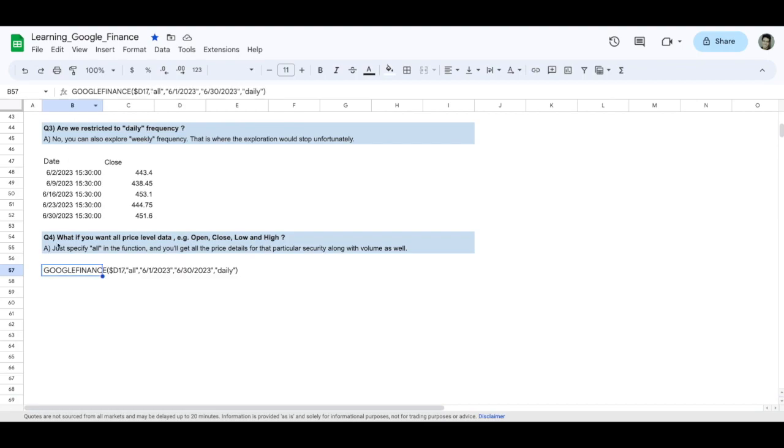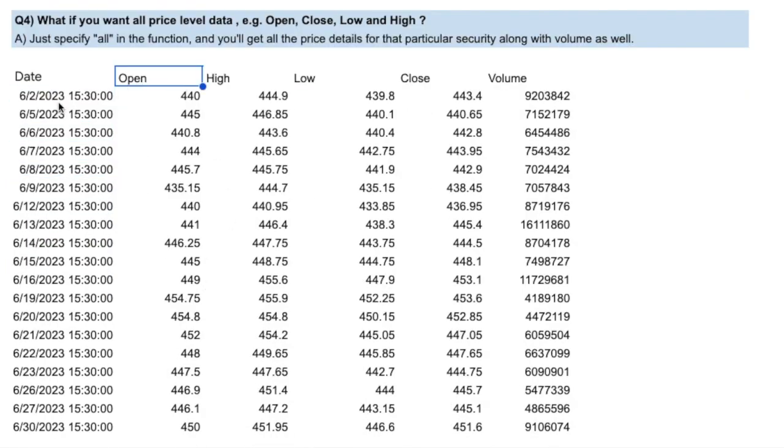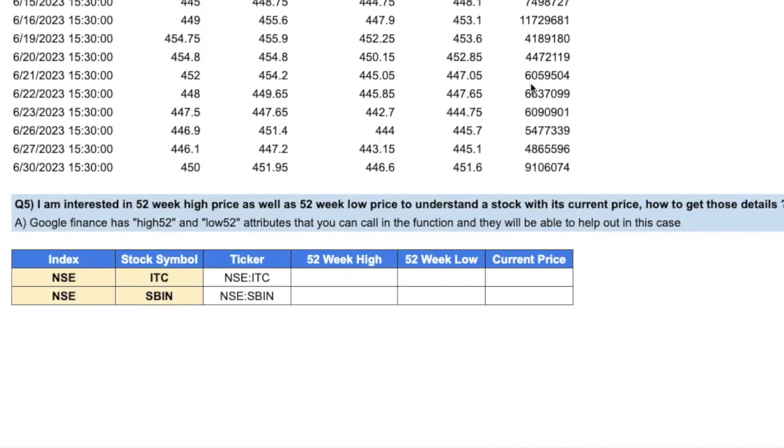So I just go here and type equals, and here, the same script: the open price on that particular day, what was the high on that day, what was the low on that day, what did the price close at, and what was the volume on that particular day, right? So just use all and you'll get all the price level data along with volume as well, right?